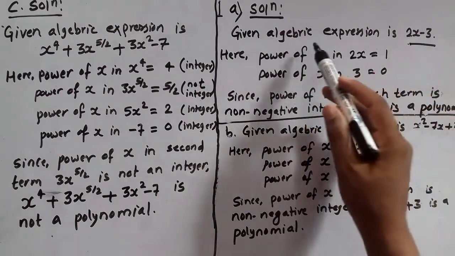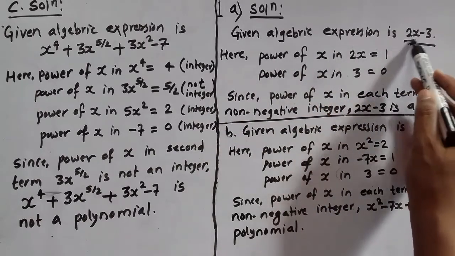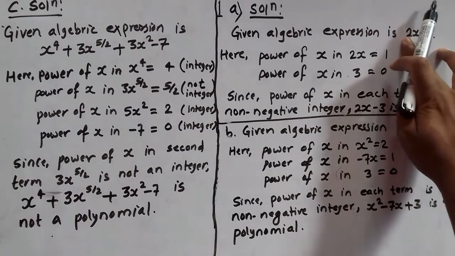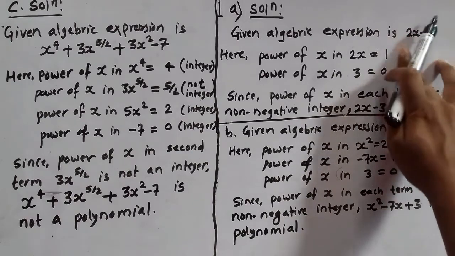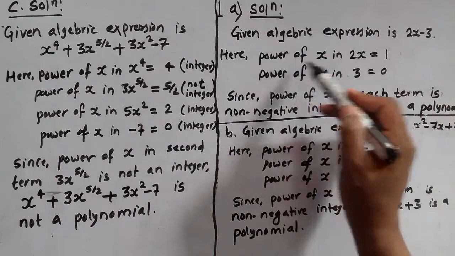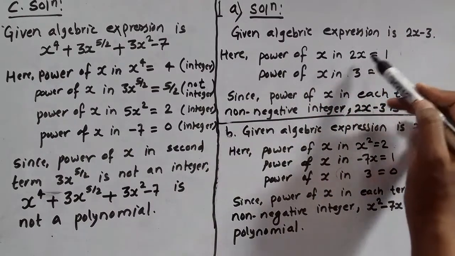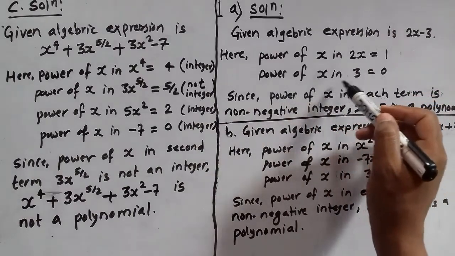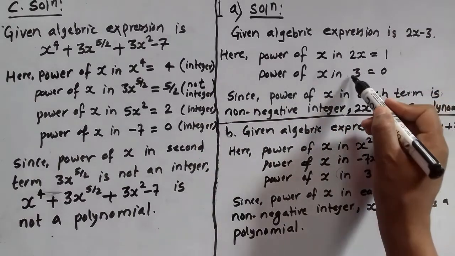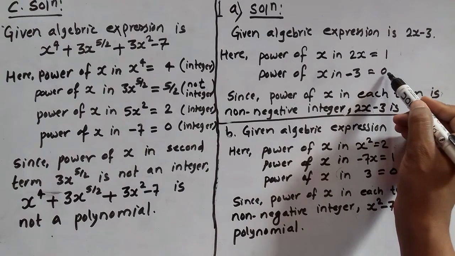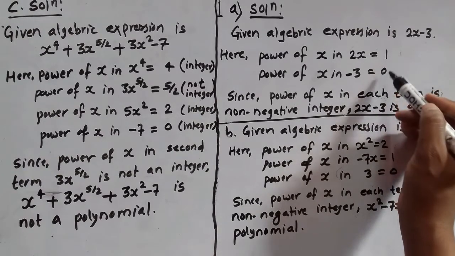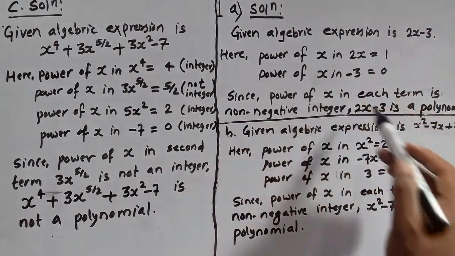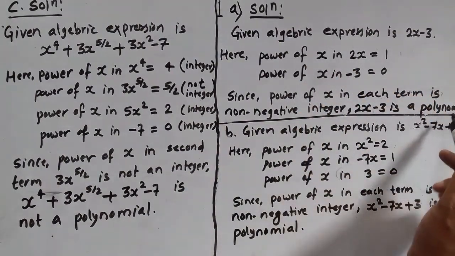the power of the variable in every term is a non-negative integer, then it is a polynomial. Here the power of x in the first term 2x is 1, and the power of x in the second term, minus 3, is 0. Both 1 and 0 are non-negative integers, so this algebraic expression is a polynomial.